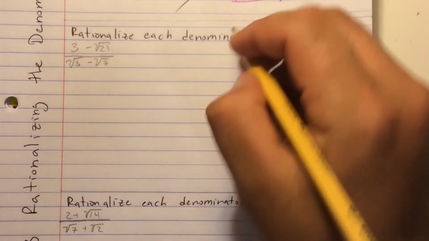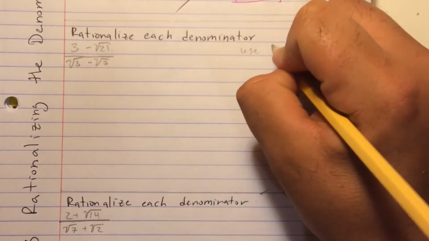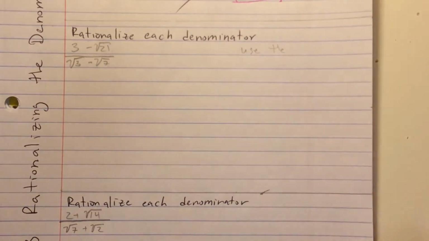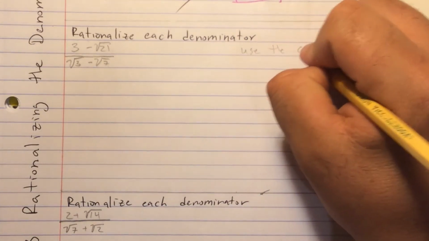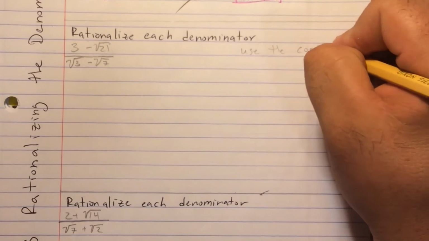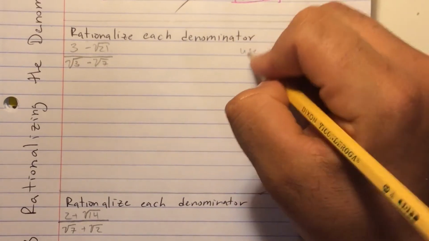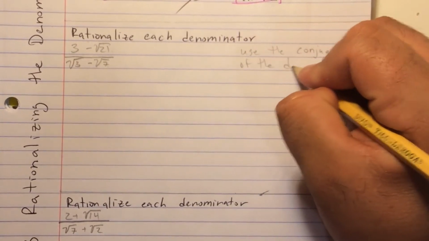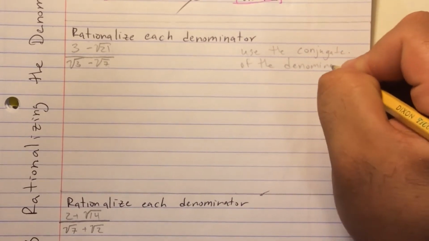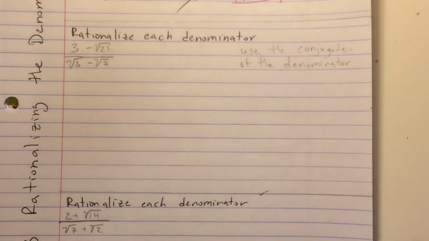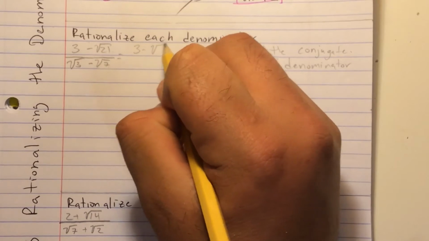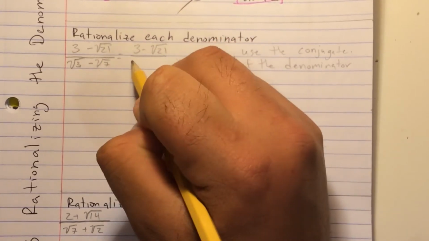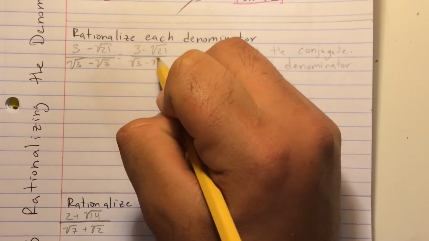So once again, we're going to use the conjugate of the denominator. In order to do that, we're going to rewrite this expression here. We have 3 minus square root of 21 over square root of 3 minus square root of 7.